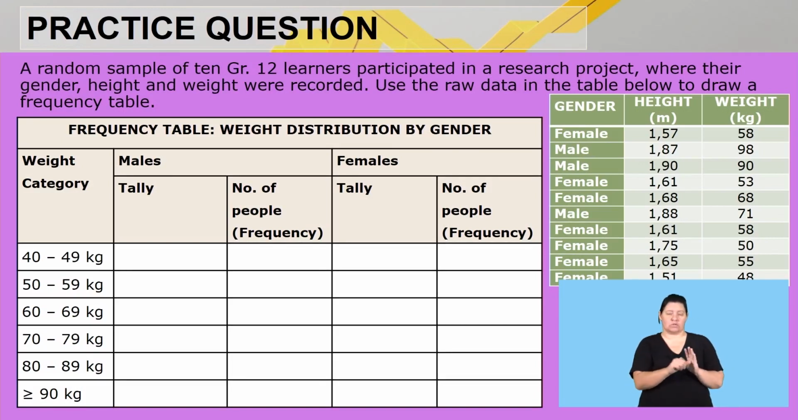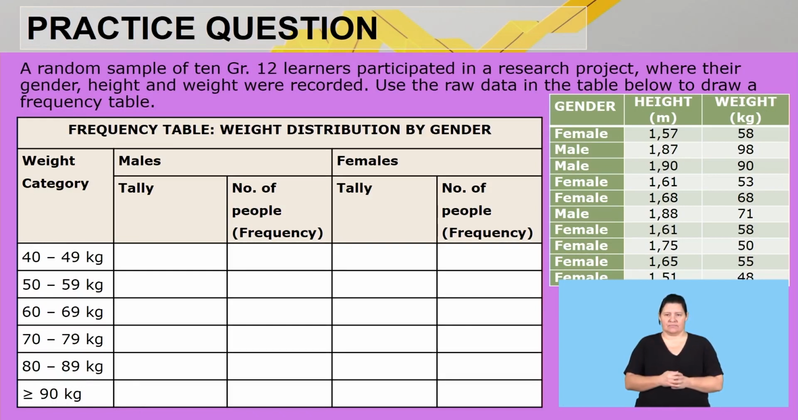Now when you look at the right hand side, you'll see there's a table with all the given information, right? So looking at your far left, we have the gender, that's male and female, but it's important to note that it's not the same amount of females and males. Then thereafter we have the height, which is given in meters, and then the weight given in kilograms.